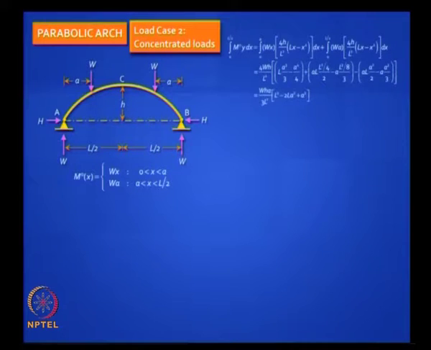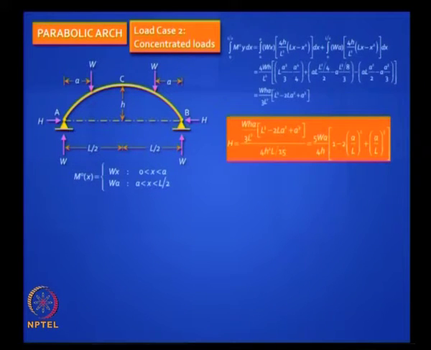M naught, we wrote the equation here. You have to integrate it over two parts, 0 to a and a to L by 2. Is it clear? What is a denominator? It is a fixed quantity, is it not? 4h squared by L. So 4h squared L by 15.